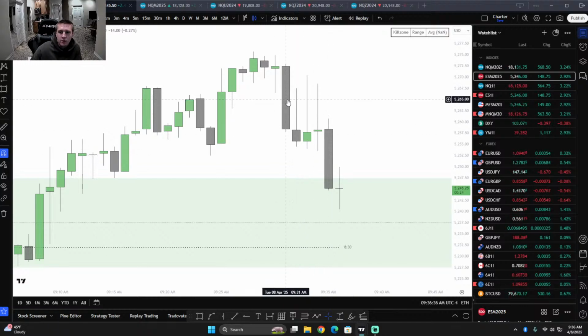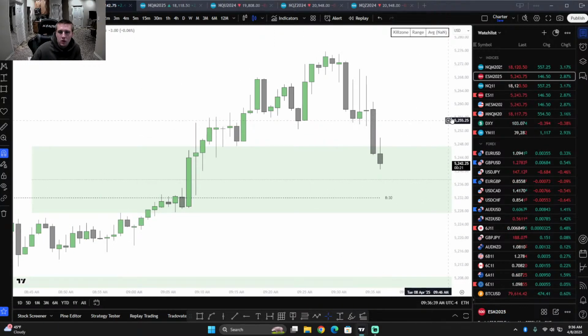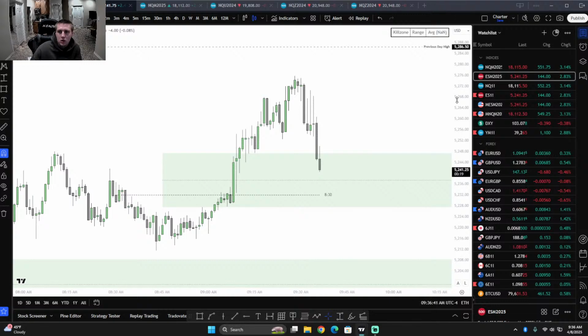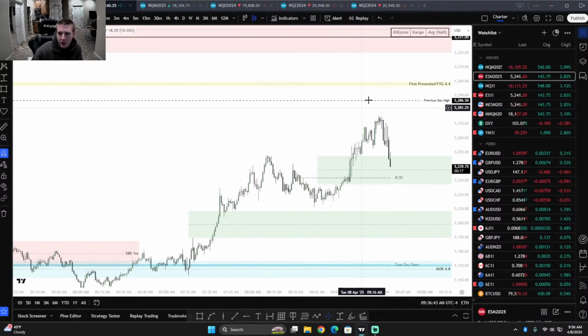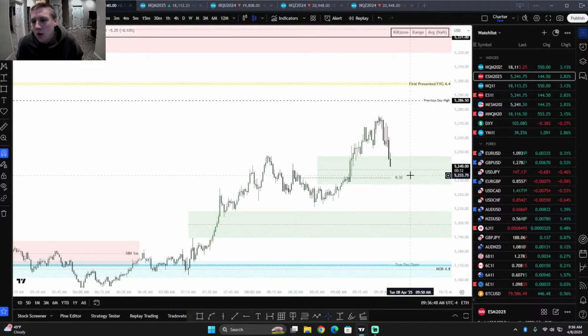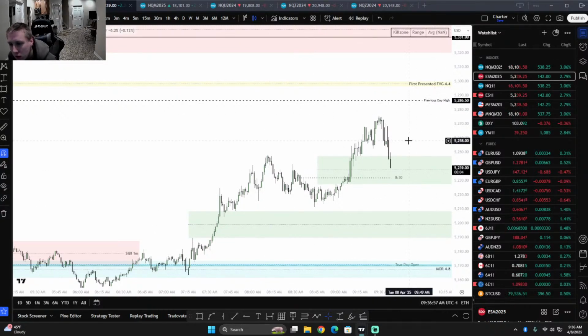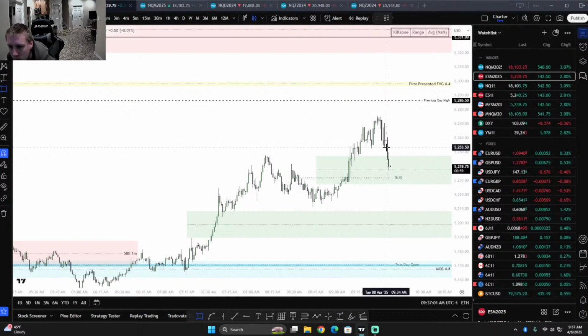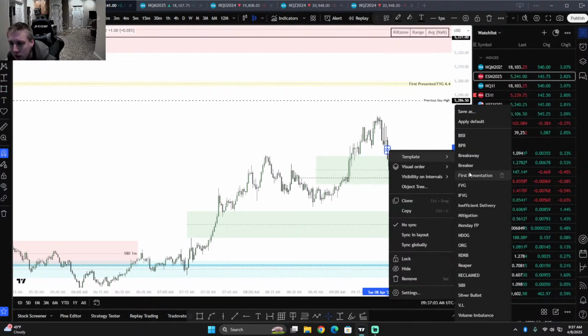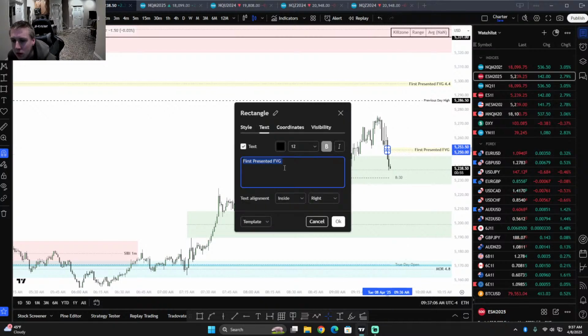Okay, ES could create a first presented fair value gap here. Notice how right above previous day high, we're falling short of that. So that's going to be a target for me probably. And then we just have these smooth lows above that inefficiency. Okay, first presented fair value gap on ES. 4.8.